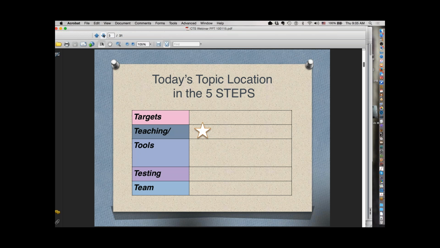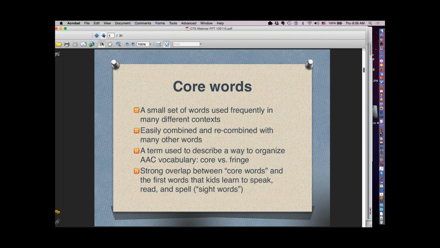Go ahead, Carolyn. Okay. In terms of the framework of how Maureen Nevers has helped us organize this whole system in the 5 steps, this again is a teaching webinar that we're really exploring the strategies that we can use as the adults, as the parents, as the teachers with our kids to help them be able to access the communication system.